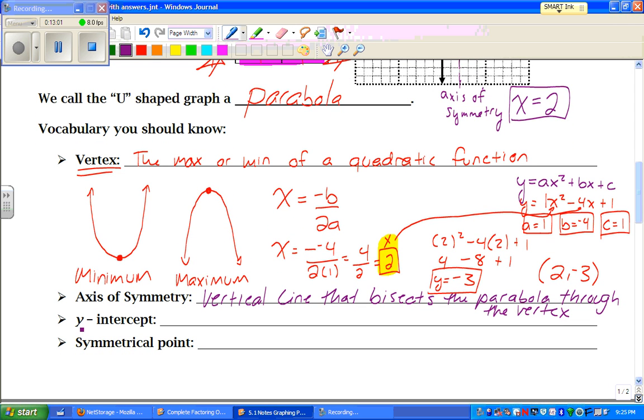Alright, the y-intercept, we talked about this yesterday. The y-intercept is when you plug in 0 for x.